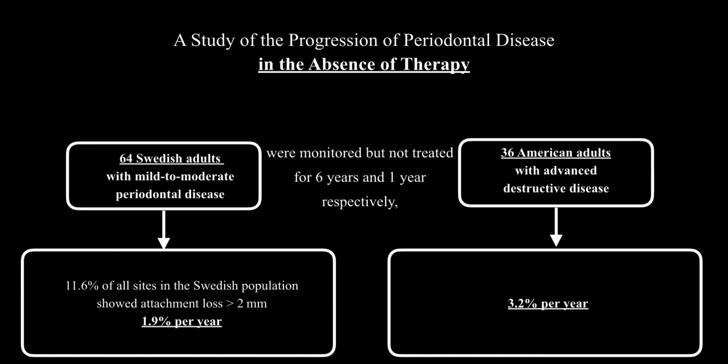Thus, the frequency of sites with disease progression was 20 to 30 times higher in the untreated patients than in the treated and well-maintained groups described here. This highlights that the treatment is effective in reducing loss of attachment.